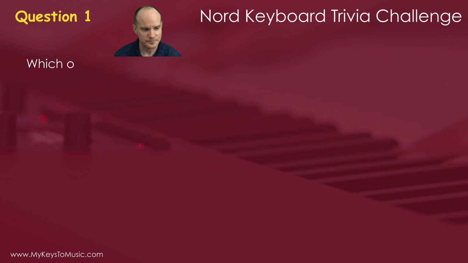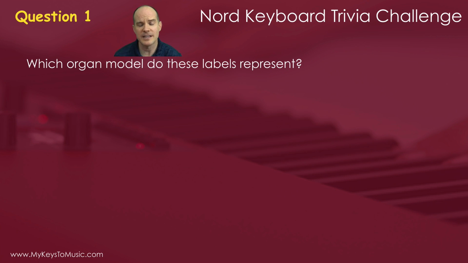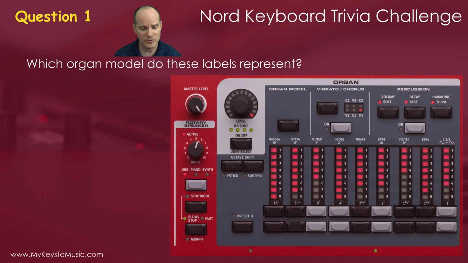Question number 1. Which organ model do these labels represent? Now, the labels I'm talking about here are presented on your actual Nord organ engine. I happen to be looking at a Stage 3, but it really doesn't matter. These labels apply to the Nord Electro 6 as well. Now, the labels I'm talking about are this set or this set, but more specifically, this set. These labels here are the ones we're talking about.